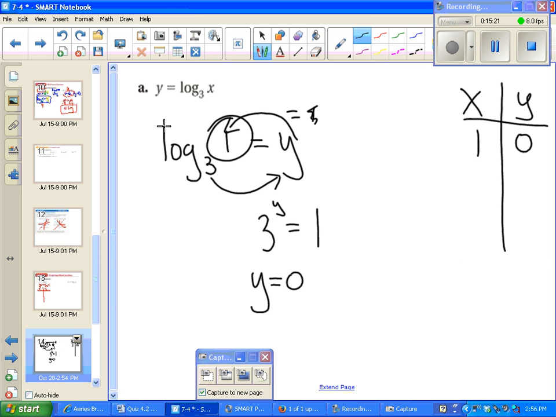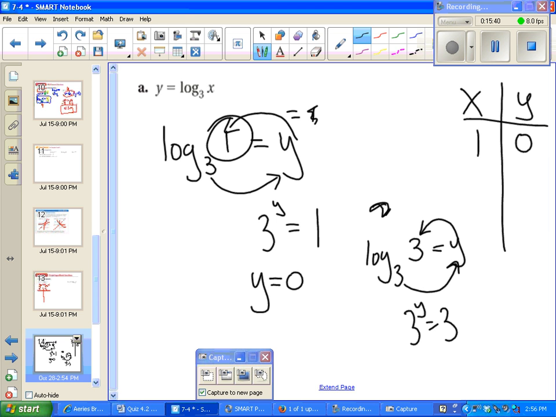We can, however, plug in 3. I chose 3 because that's my base. If my base was 7, I would have chosen 7. If my base was 12, I'd choose 12. I like this one because 3 to the y equals 3. 3 to what power equals 3? 1. So if I plug in 3 for x, I get 1 for y.